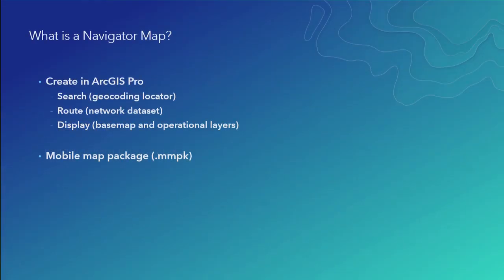So, Mark walked us through what a custom Navigator map looks like. We saw how he added assets for display. He had oil wells, but they could have been fire hydrants, they could have been utility poles, whatever it is that your organization manages, for visualization and for searching. So if you commonly have an asset ID, whatever it is that you want to search off of, you can search off of that.